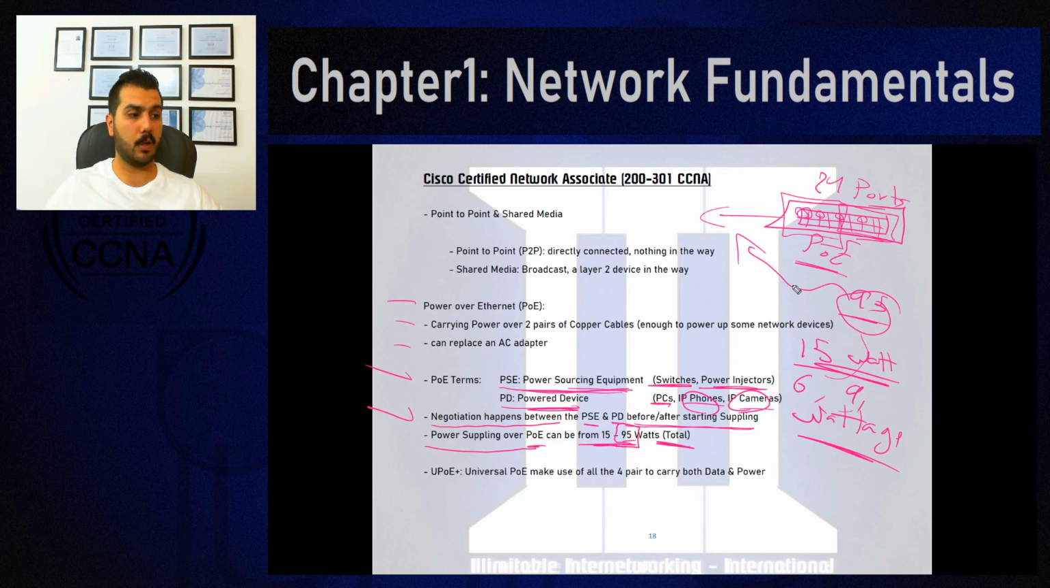You can do this. Lastly, we have a new technology developed from PoE, called Universal Power over Ethernet Plus. It makes use of all 4 pairs, the 8 wires of the twisted pair copper cable, to carry both data and power simultaneously, instead of isolating the data wires from the power wires. Okay, this is for Power over Ethernet.